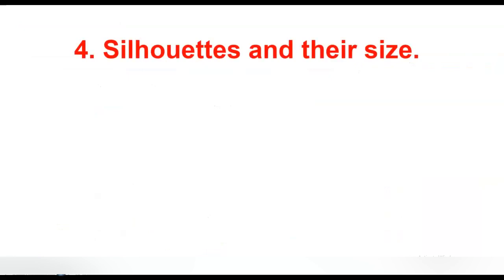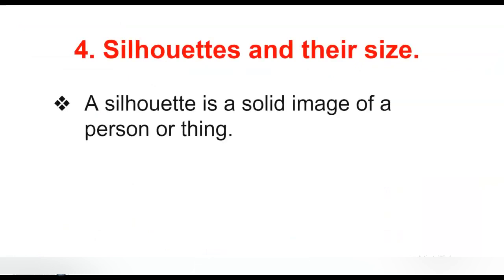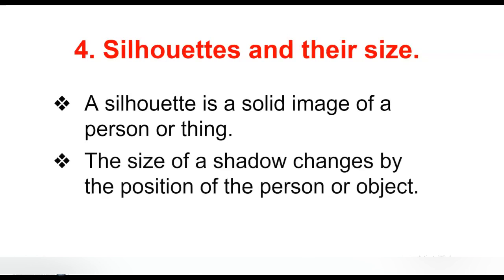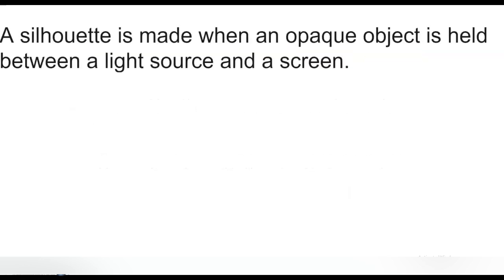Part 4, silhouettes and their size. A silhouette is a solid image of a person or thing. The size of a shadow changes by the position of the person or object. A silhouette is made when an opaque object is held between a light source and a screen.